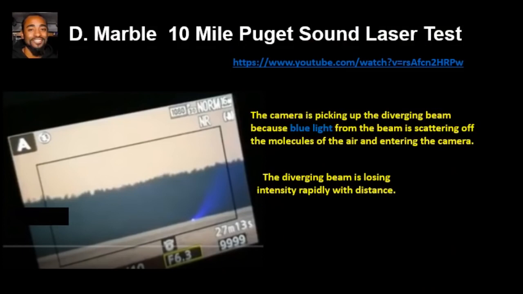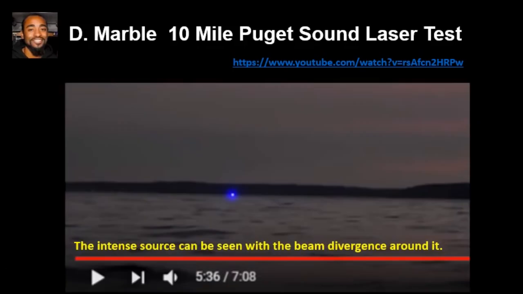D-Marble's 10-mile Puget Sound laser test, the link will be in the description. The camera is picking up the diverging beam because blue light from the beam is scattering off the molecules of the air and entering the camera. The diverging beam is losing intensity rapidly with distance. The intense source can be seen with the beam divergence around it.